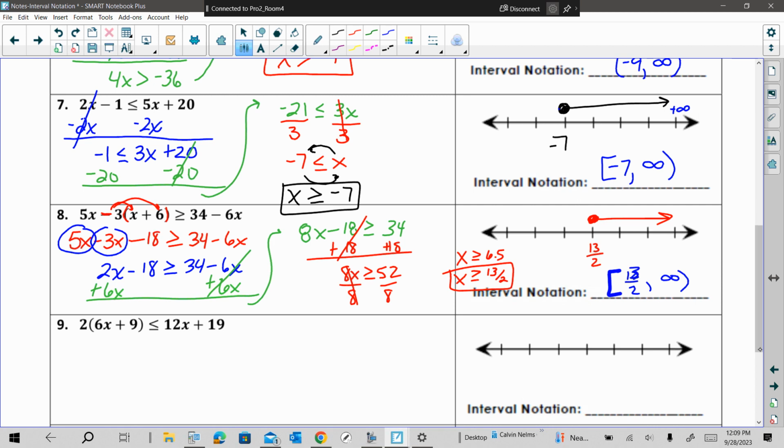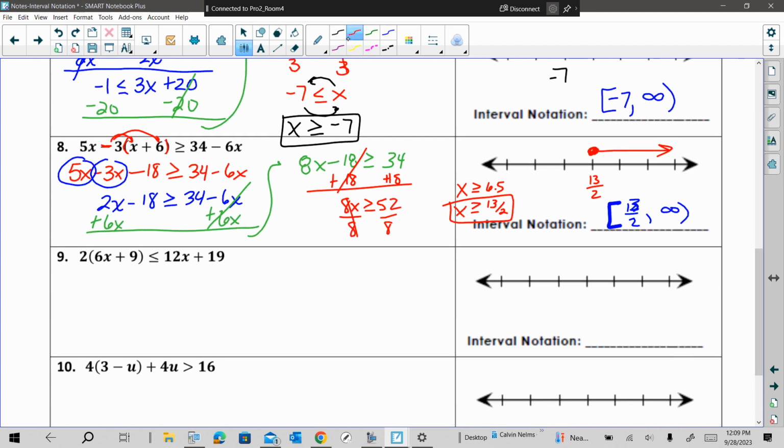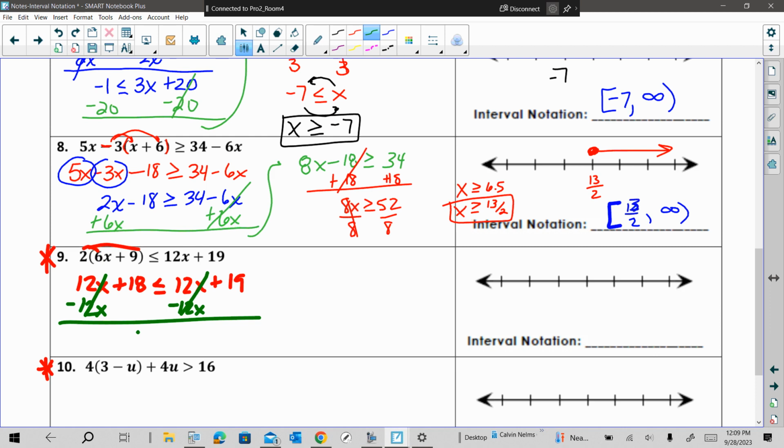So about the last two, I'm going to star these because we have some special cases which correlates with the last section. If I distribute this 2, I get 12x plus 18 is less than or equal to 12x plus 19. Well, on here, since they're both 12x, I'm going to do the opposite, which is to subtract them. They're both going to get eliminated. And that's going to leave me with 18 is less than or equal to 19.